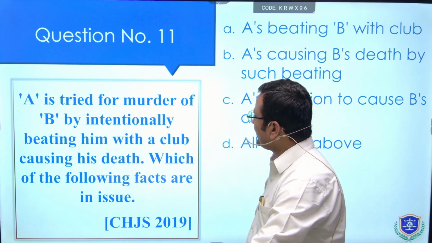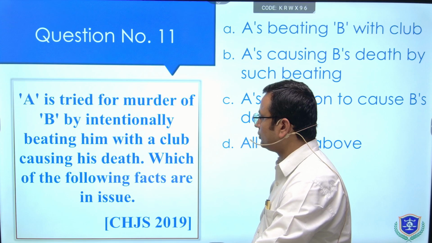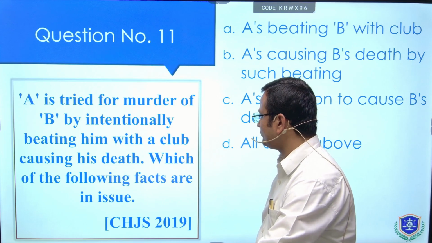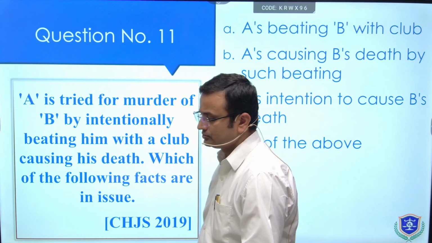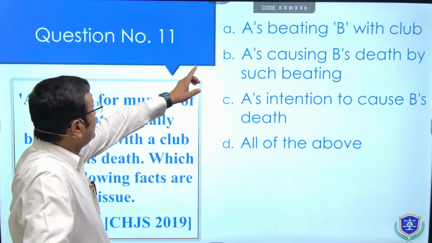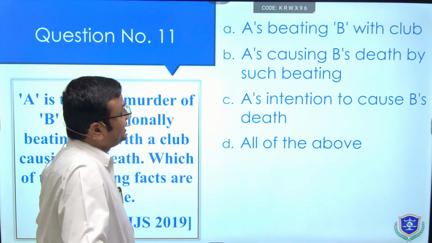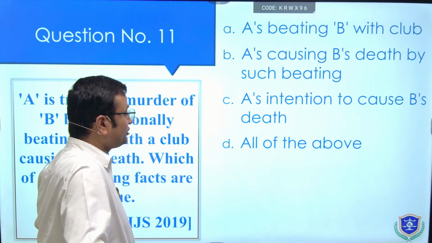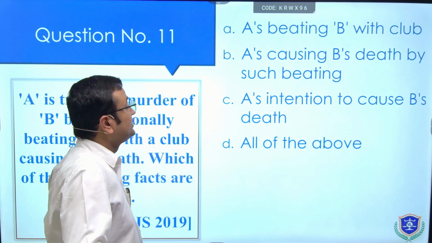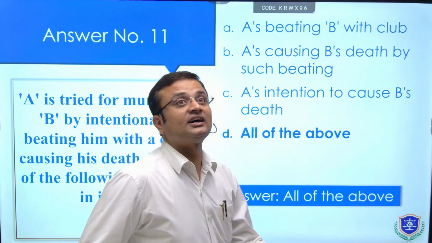A is tried for murder of B by intentionally beating him with a club, causing his death. Which of the following facts are in issue? This has been asked in Chhattisgarh Judicial Exam. A is beating B with club. A is causing B's death by such beating. A's intention to cause B's death. All of the above. Let's see the answer. It's all of the above because all the facts are in issue.